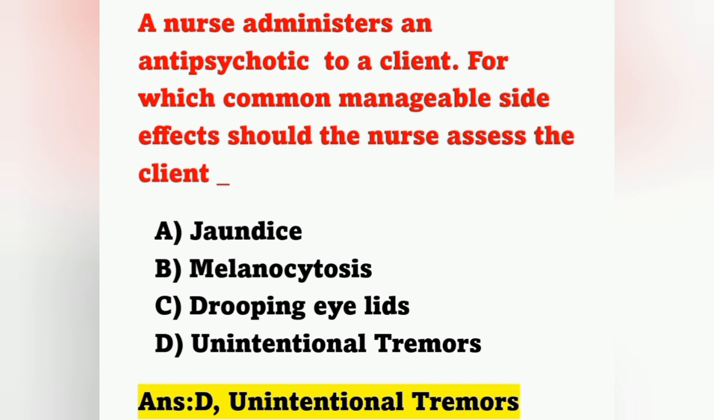Tremors we can manage. Among the remaining options, jaundice is a serious side effect, but it is not common in antipsychotic patients. Melanocytosis, an excess number of melanocytes, is not a side effect of antipsychotics. Drooping of eyelids is also not a common side effect. So unintentional tremors is the correct answer. This is the most common side effect and we can manage it.